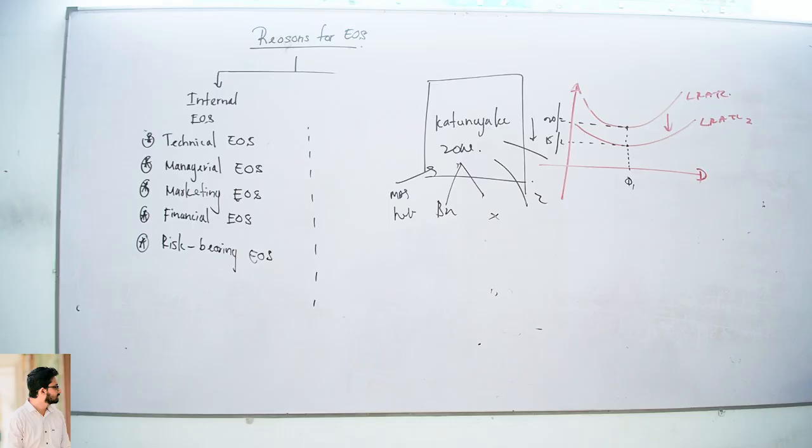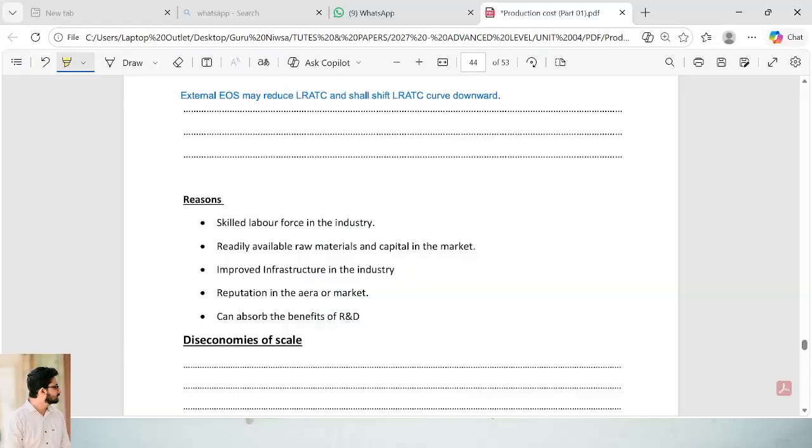Then we can write down the examples. Number one, skilled labor force in the industry, readily available raw materials and capital in machinery, improved infrastructure in the industry, reputation in the area or market, and the ability to absorb benefits of research and development.